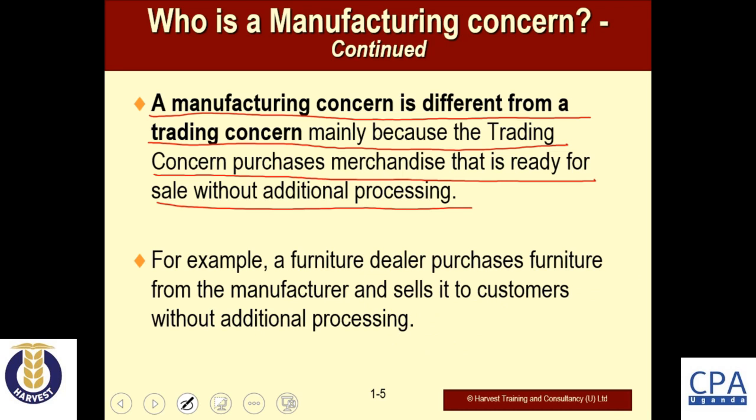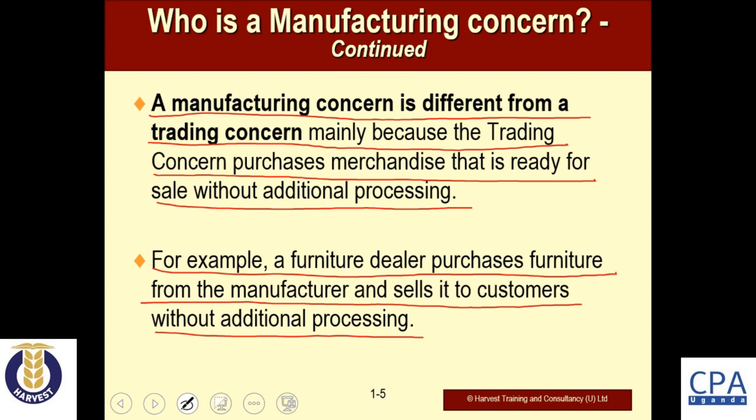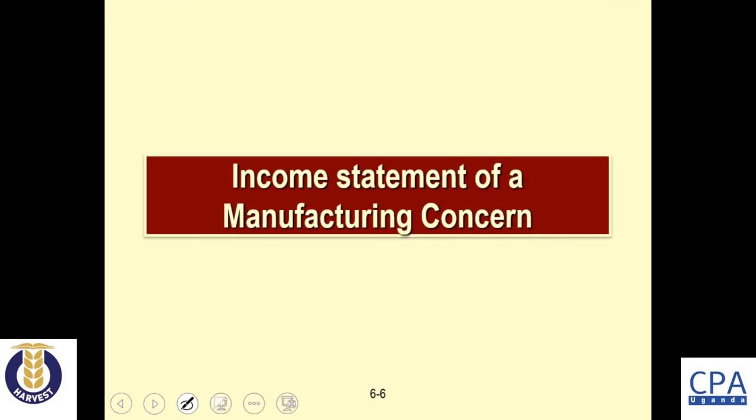We continue the bullet by saying that, for example, a furniture dealer purchases furniture from the manufacturer and sells it to customers without additional processing. So in that case, the furniture dealer is regarded as a trading concern rather than a manufacturing concern, because in this case we simply purchase the furniture from the manufacturer and then proceed to sell it to the customers without doing any further processing. So that sets the boundary between the manufacturing concern and the trading concern.